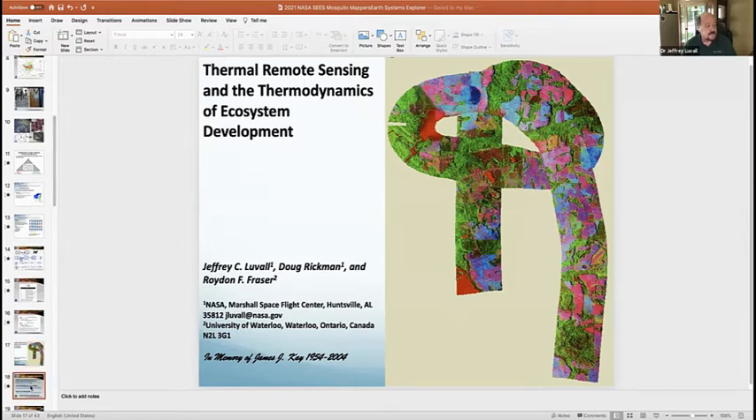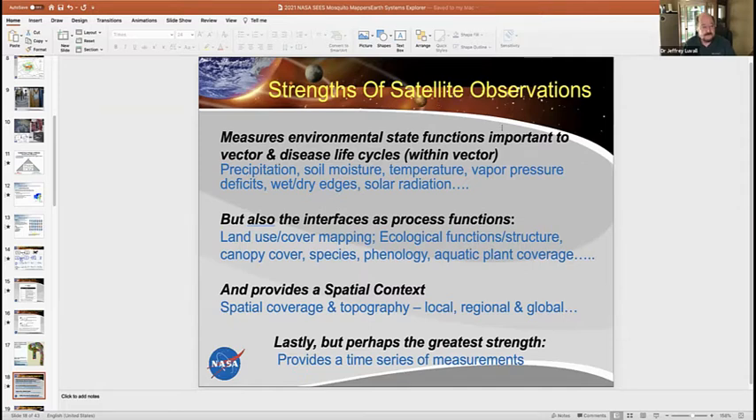Okay, so to kind of summarize, what can we get from satellites that's important to disease vectors? Well, water, precipitation, soil moisture, temperature, vapor pressure, i.e. relative humidity, wet, dry, where it's wet, where it's dry, how much exposure. But also, like I was talking about earlier, we can monitor land use, land change, cover mapping. If we want to map ecological functions and structures, what ages of forest and mixtures of forest and pasture or whatever. Canopy cover, we can actually get species. We can get phenology, or the stage of that plant, when it flowers, and so on.